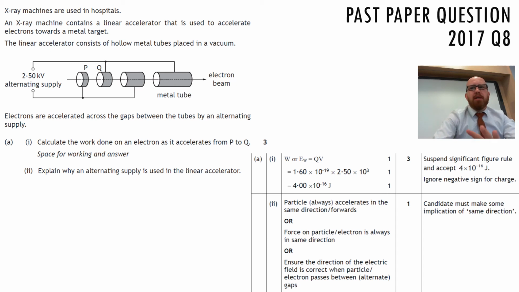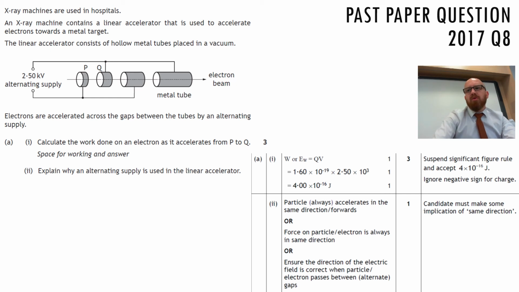An X-ray machine contains a linear accelerator as it is used to accelerate electrons towards a metal target. The linear accelerator consists of hollow metal tubes placed in a vacuum so there's no additional air particles to bash into. Electrons are accelerated across the gaps between the tubes by alternating supply. Calculate the work done on an electron as it accelerates from P to Q.